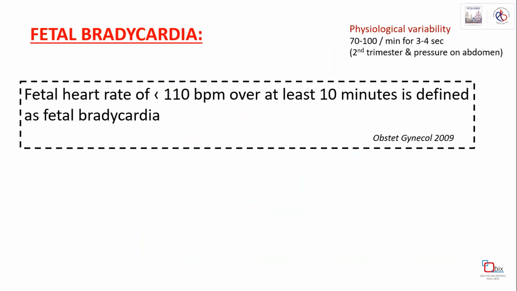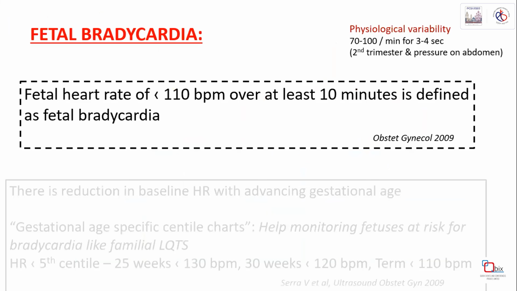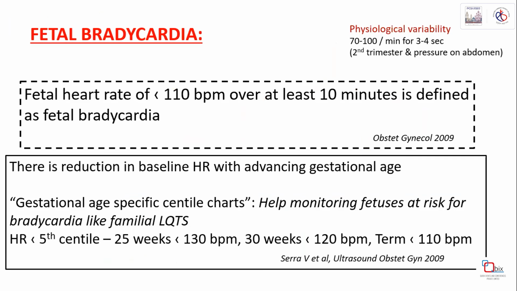Now, coming to the bradycardia part, again, we have physiological variability for a transient time. Here, a very important understanding is that there is a reduction in the heart rate with increasing gestation. So any heart rate in general less than 110 for 10 minutes is fetal brady, but between 100 and 110 is also not normal. And always, when you are in the borderline zone, follow the heart rate for that gestational age to decide where we fall.